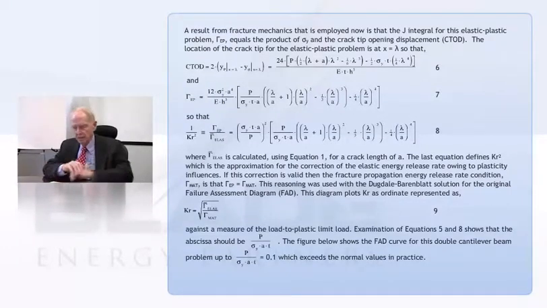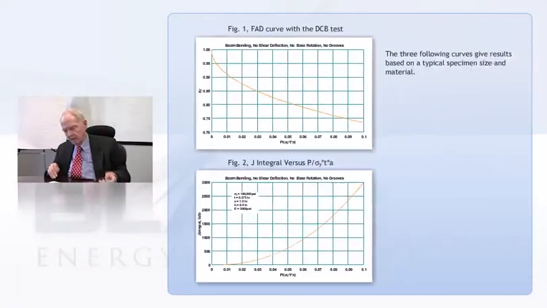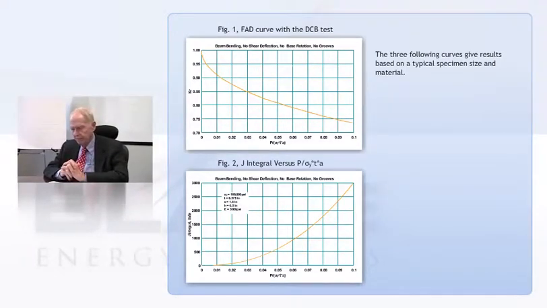And if you want to try to make a FAD diagram, you can do that and follow pretty much the same rules as was done before. If you go then to the next, you can get what's labeled here, FAD curve for the DCB test. So, failure assessment diagram for the double cantilever beam test. You've probably noticed that I've been careful to say, I hope I've been careful to say, that it includes the beam bending. We saw that, we worked that out. No shear deflection, no base rotation, no grooves.